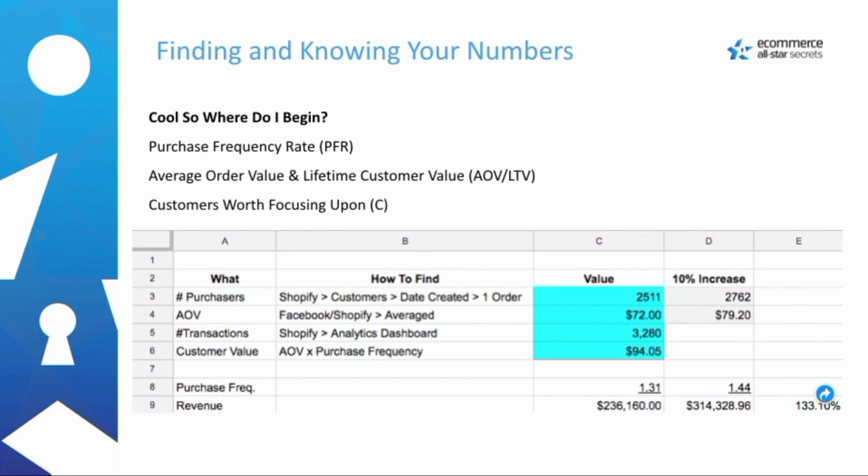What I'm trying to be very explicit about is you need to know your purchase frequency rate. So again, this is how often customers are coming back and buying from you. Is it one time? Is it two times? And what is your AOV? What's your LTV? How much are customers spending on their initial purchase or over a period of time? Very key metric for you to understand if you ever want to scale.